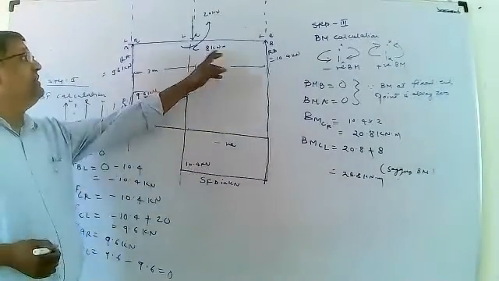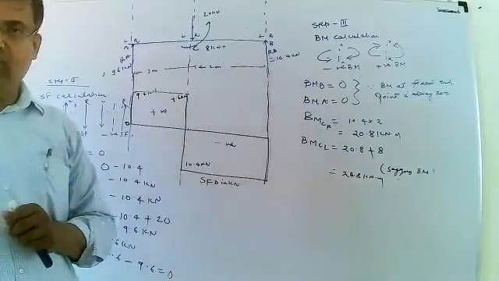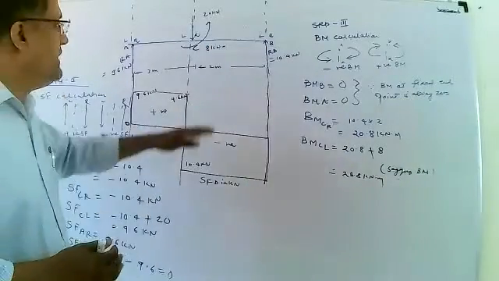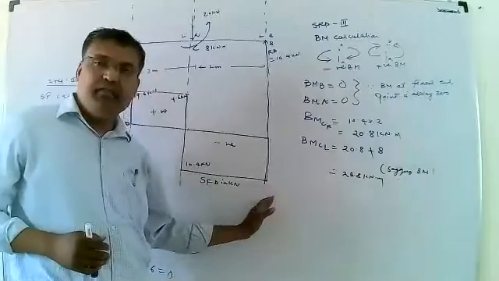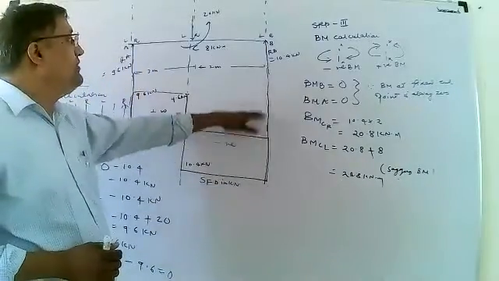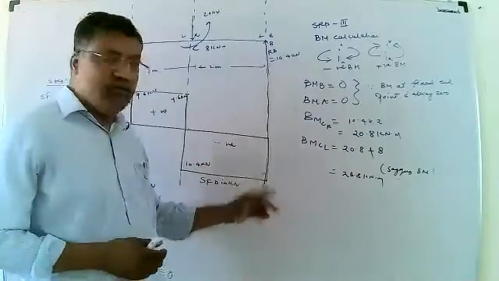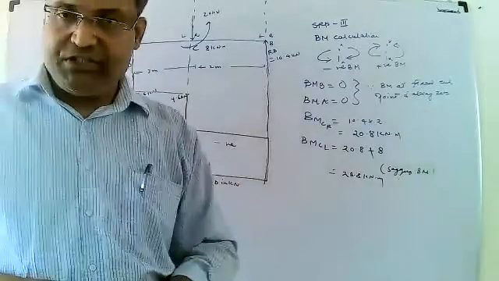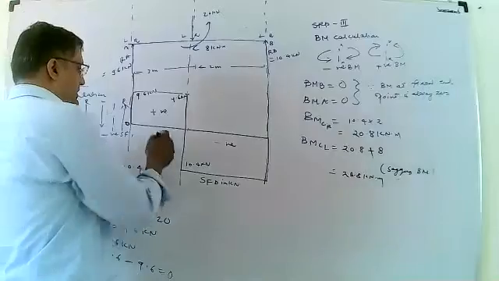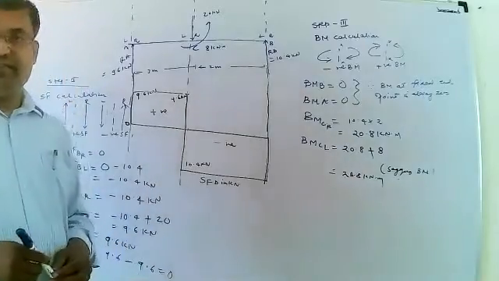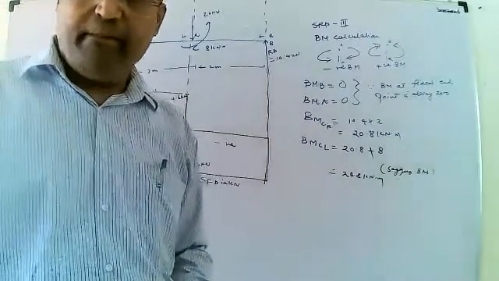Then again in the portion CB, there will be no load, and that's why I draw the horizontal straight line. Then it will go in the upward direction because at the point B, the load will be in the upward direction. This is a simple way to draw SFD in kilonewton.